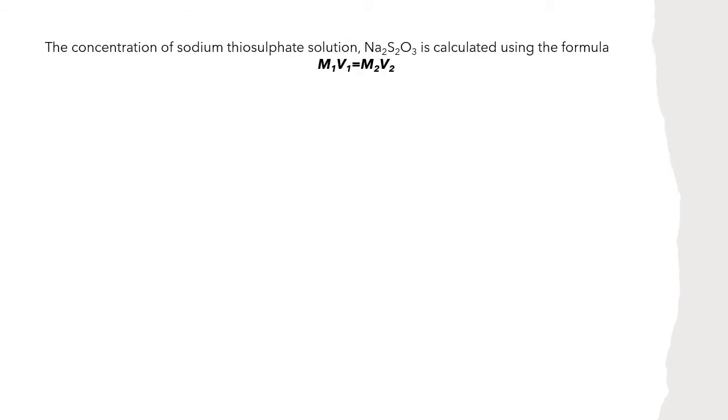When it involves concentration, one must use this formula to calculate the concentration. The formula is M1V1 is equal to M2V2. So the capital M symbol here means the molarity or concentration of the solution, and the capital V here means the volume of the solution.